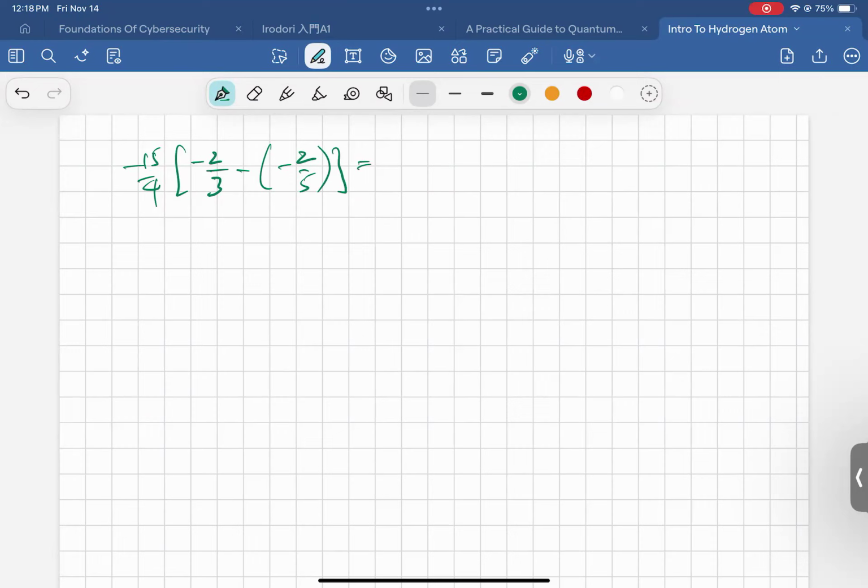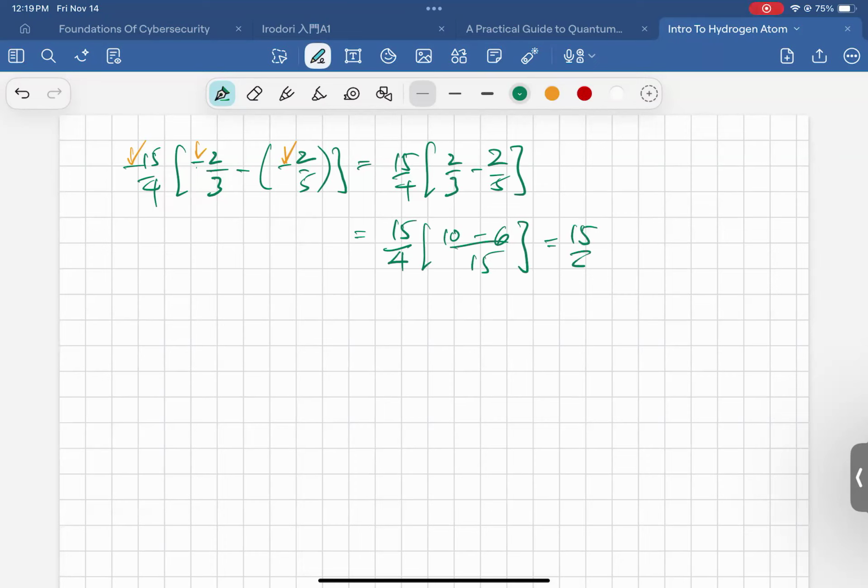So, factor out na natin itong negative signs dito, para mag-cancel siya with that. So we have 15/4, then 2/3 minus 2/5. Okay, so balik grade 2 tayo. This will become 10 minus 6/15, or 15/4 times 4/15, which is equal to 1. So ibig sabihin normalized, okay, yung ating wave function. Okay?